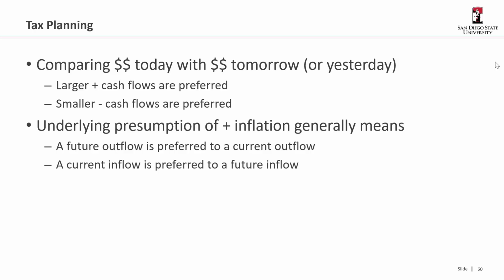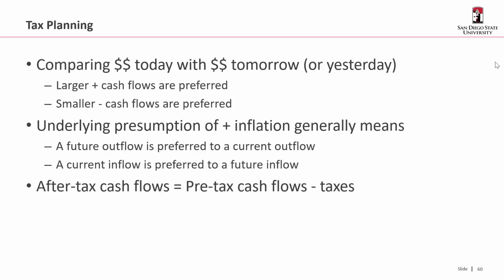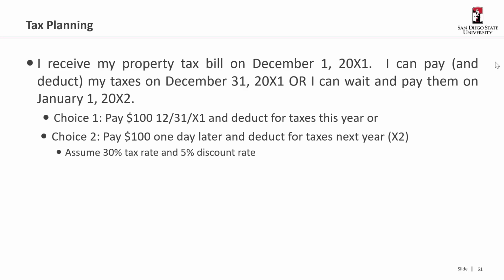Okay, so the underlying presumption of positive inflation generally means that a future outflow is preferred to a current outflow, and a current inflow is preferred to a future inflow. So since after-tax cash flows equals pre-tax cash flows minus taxes, we need to worry about taxes as part of after-tax cash flows. So I received my property tax bill on December 1st of the year X1, and I can pay and therefore deduct my taxes on December 31st of year X1, or I could wait and pay them on January 1st of year X2.